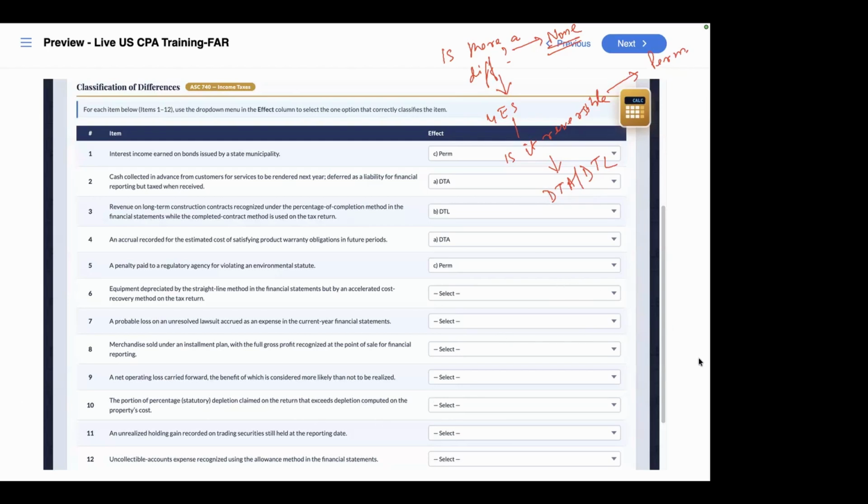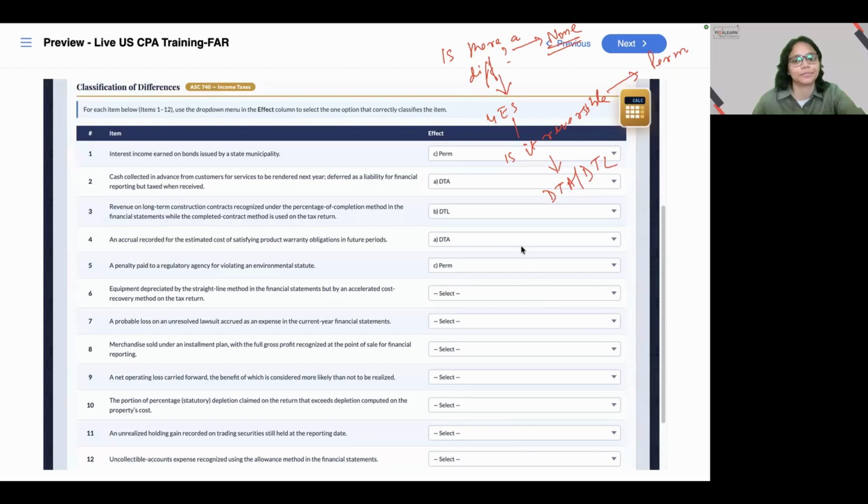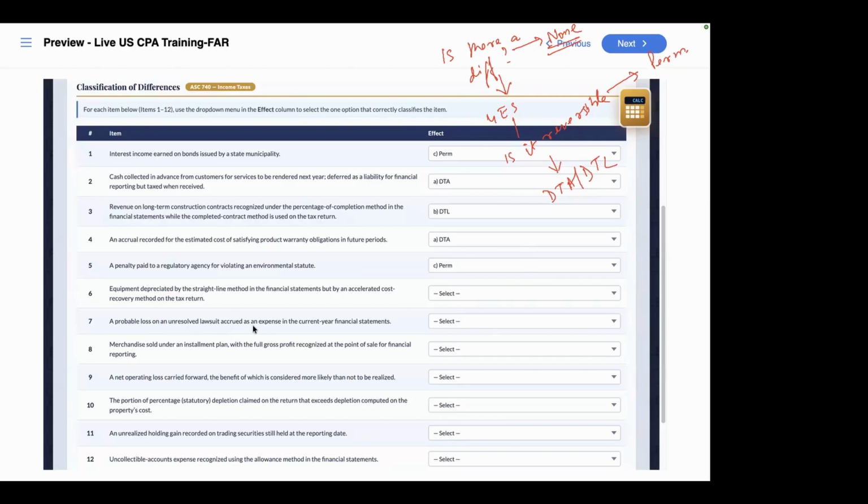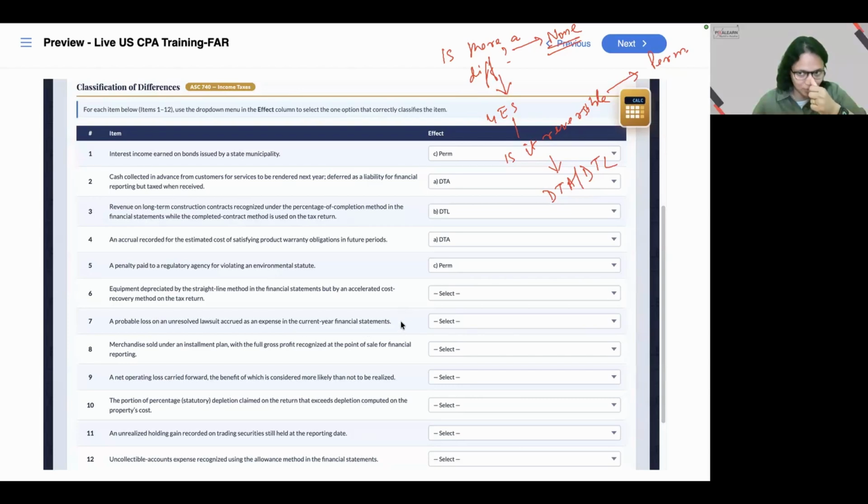Okay, Sabrish. A probable loss on an unresolved lawsuit accrued as an expense in the current year financial statements.